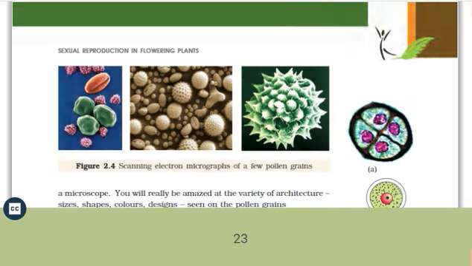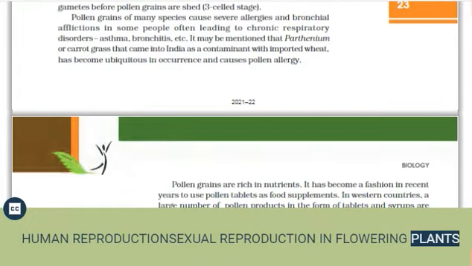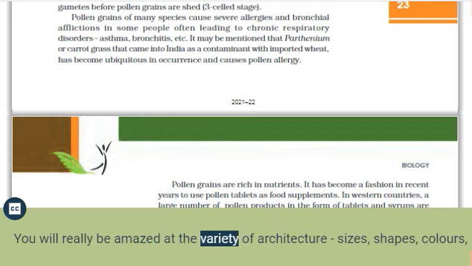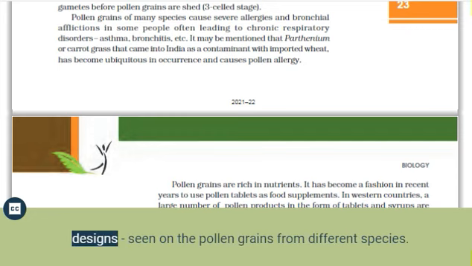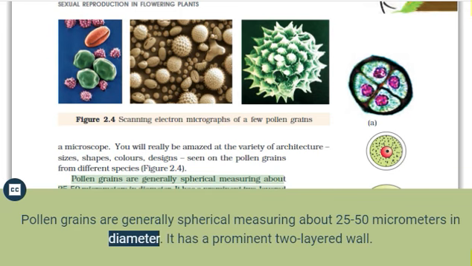Human reproduction. Sexual reproduction in flowering plants. A microscope. You will really be amazed at the variety of architecture, sizes, shapes, colors, designs, seen on the pollen grains from different species. Pollen grains are generally spherical, measuring about 25 to 50 micrometers in diameter. It has a prominent 2-layered wall.